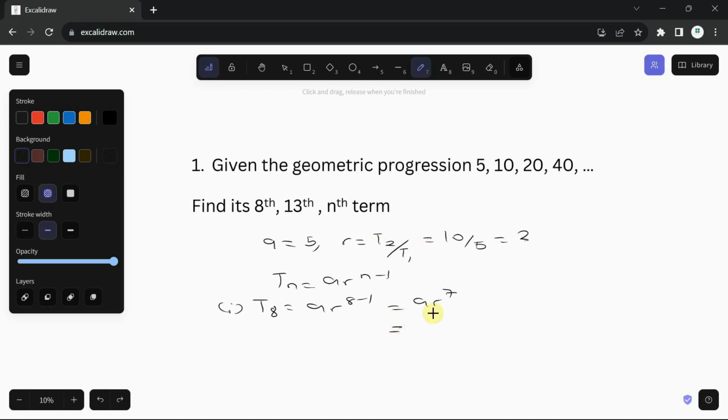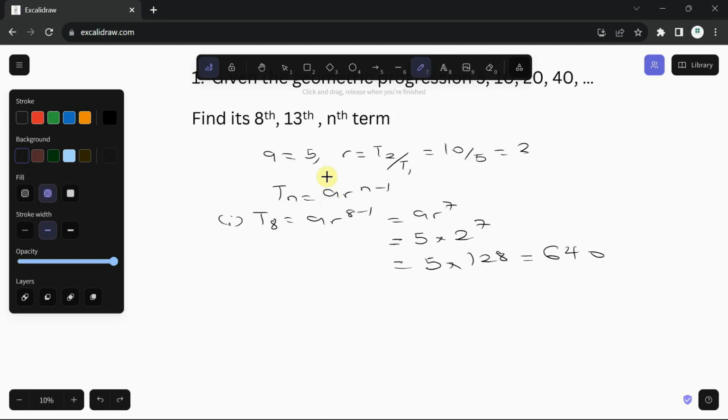Our a is 5 times our r is 2, so 2 raised to the power of 7. If you do 2 raised to the power of 7 on your calculator, that is 128. So 128 multiplied by 5, press it on your calculator. What did it give you? It gave you 640, and that's correct.